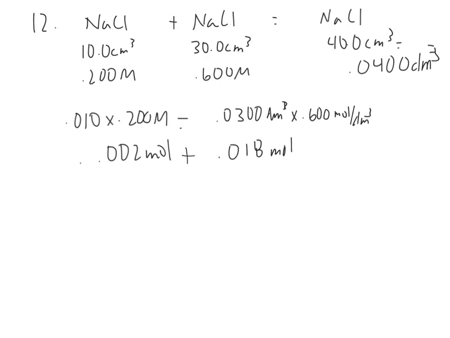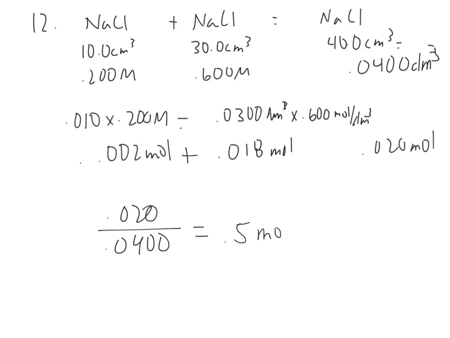So just like I added my volumes together, I can add my moles together because these moles aren't going to go anywhere. So it's going to be a total of 0.020 moles, a total volume of 0.040 decimeters cubed. So moles per decimeters cubed is how we find our molarity. And I see I have a molarity of 0.05 moles per decimeter cubed, which matches with letter C.